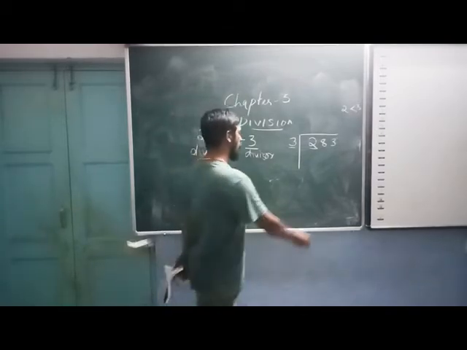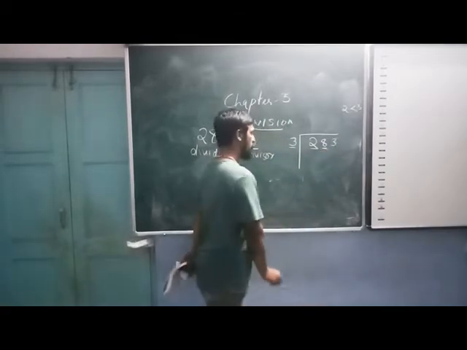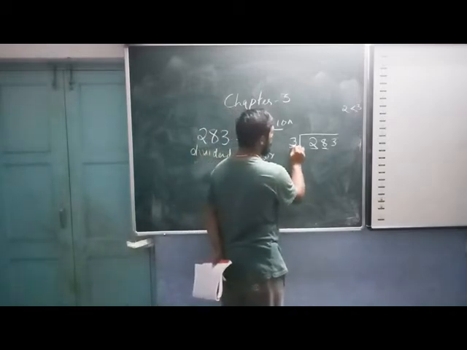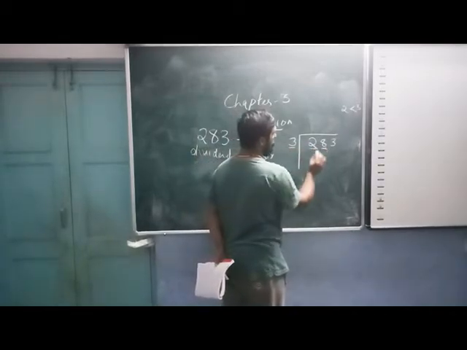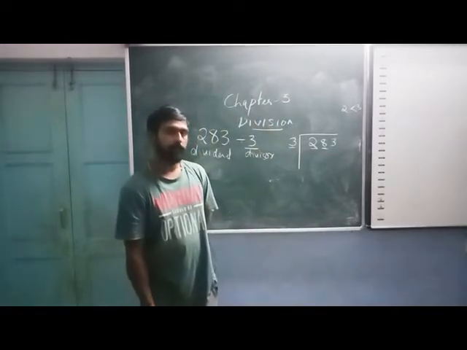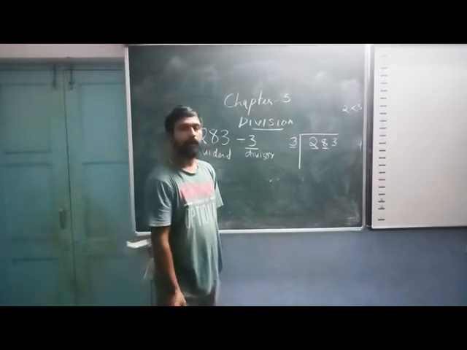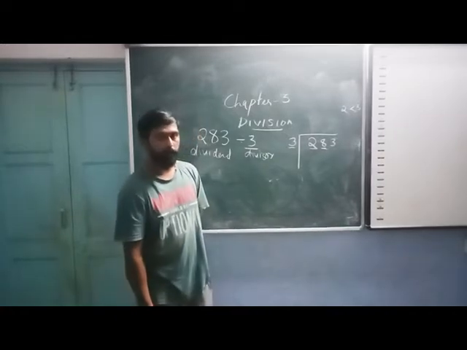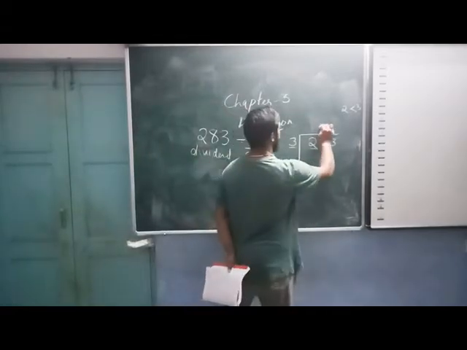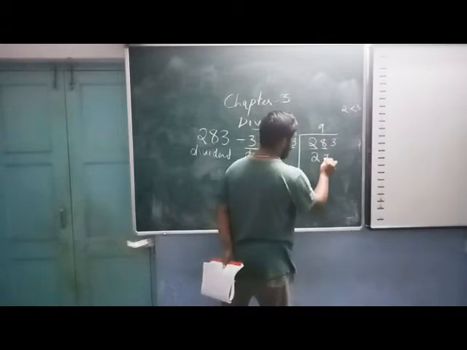So what do we have to do? Now we have to take the second place also. So 28. Let us consider how many times 3 goes closest to 28. 7 3s are 21, 8 3s are 24 and 9 3s are 27. So 9 comes here. 9 3s are 27.